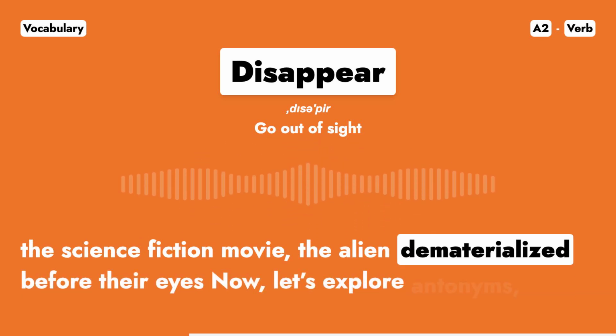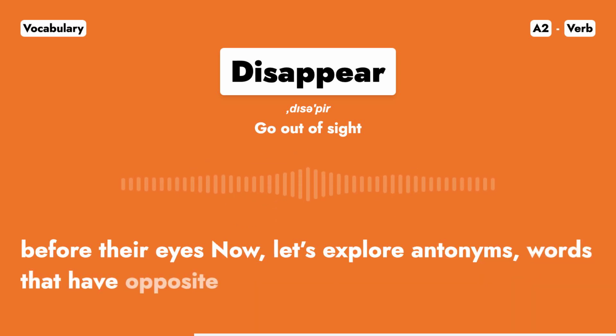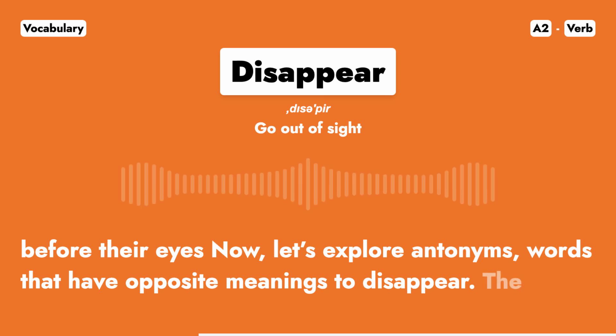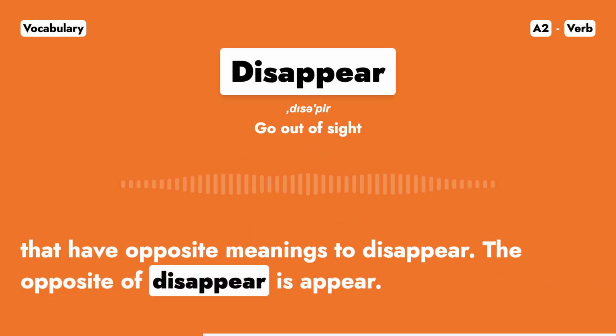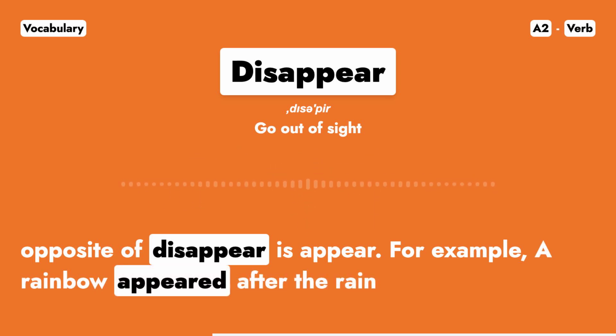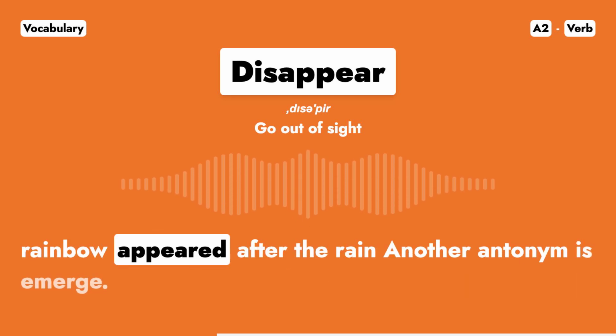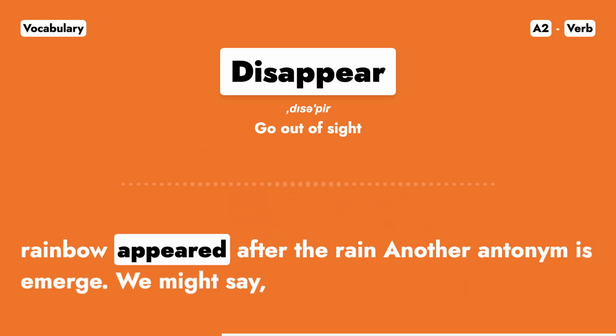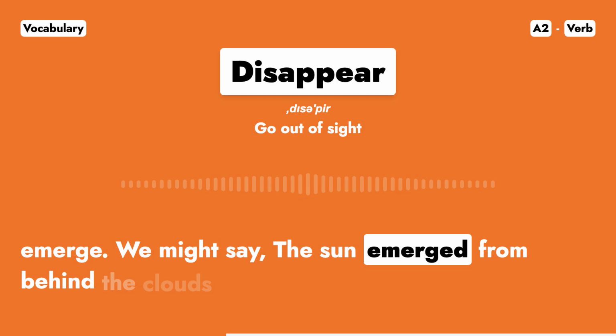Now, let's explore antonyms. Words that have opposite meanings to disappear. The opposite of disappear is appear. For example, a rainbow appeared after the rain. Another antonym is emerge. We might say, the sun emerged from behind the clouds.